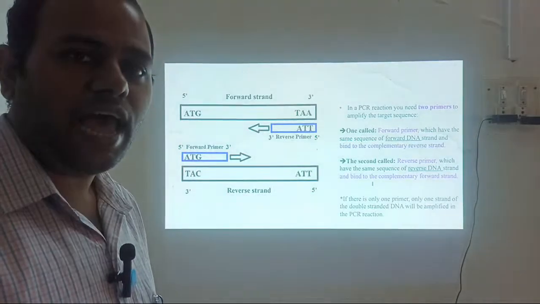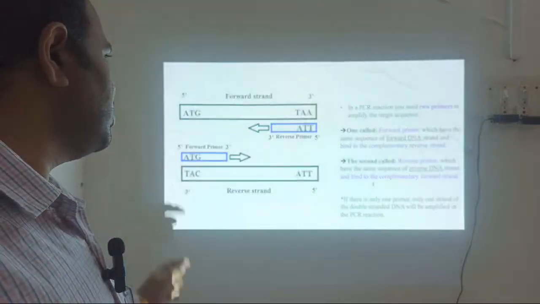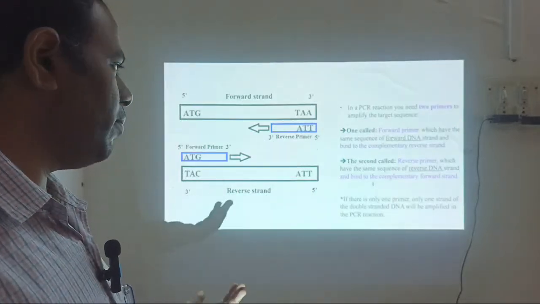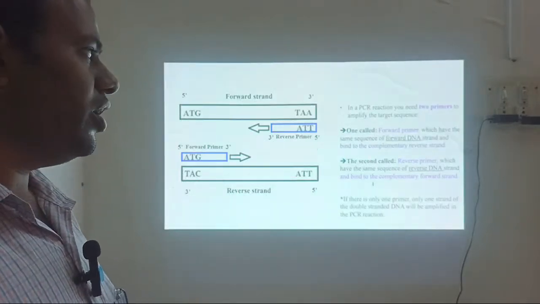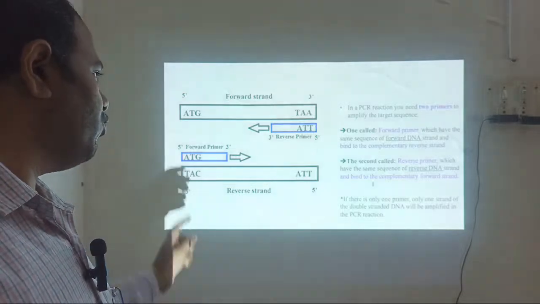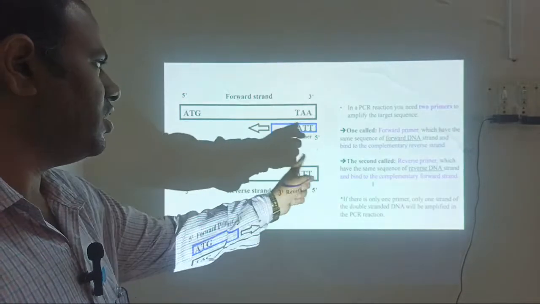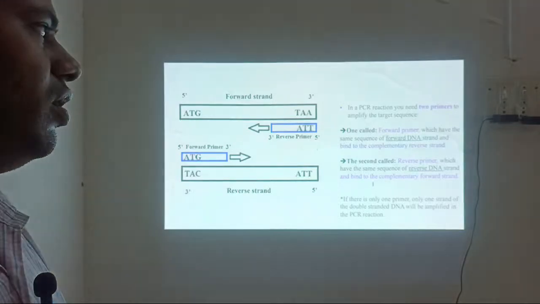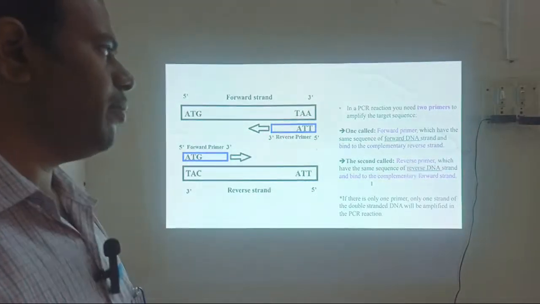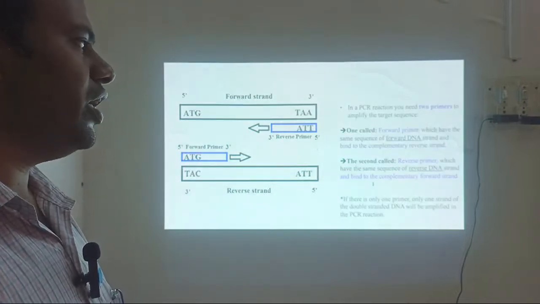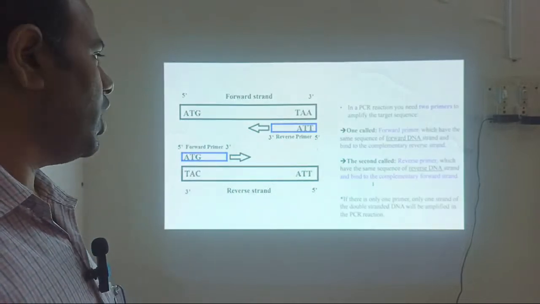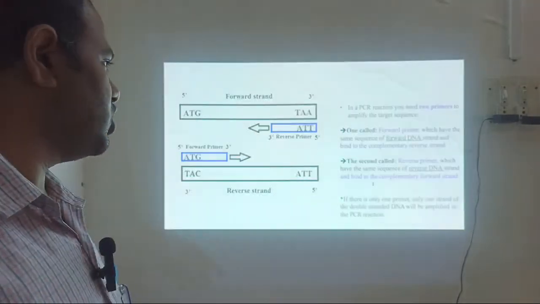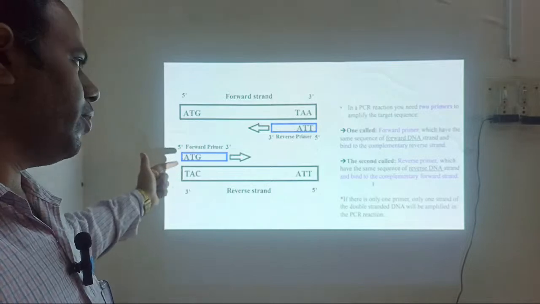You know the DNA has polarity. You can see here the upper strand is 5' to 3', and the lower strand is 5' to 3' on the opposite end. Therefore, you require two different sequences on this side and this side. The one called the forward primer has the same sequence as the forward DNA, and this is complementary to the upper strand. You can see here the forward strand, and the reverse primer is attached here. The reverse strand's forward primer is attached here.